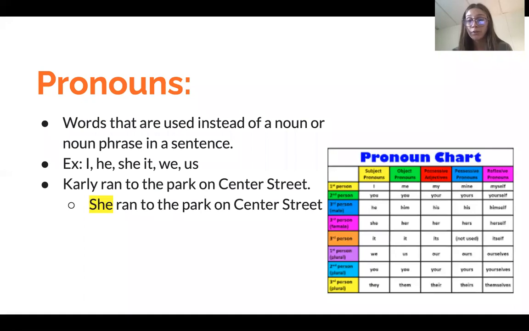some important pronouns. An example I gave was Carly ran to the park on Center Street. Replacing Carly, the noun, with a pronoun, I did she. So instead of Carly, I say she ran to the park on Center Street. And this works because she is replacing Carly, which was the original noun in the first sentence.